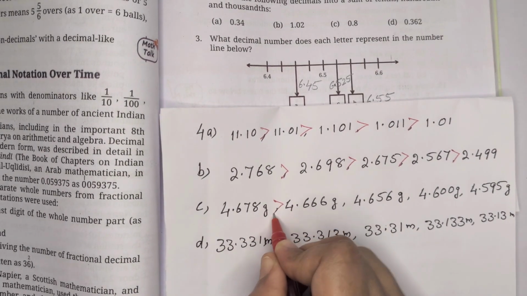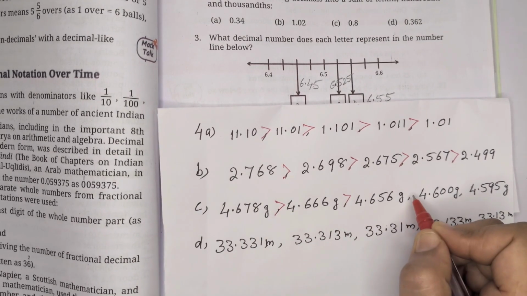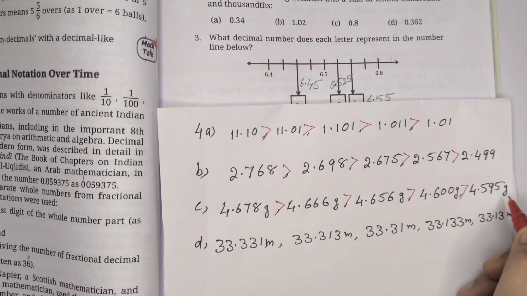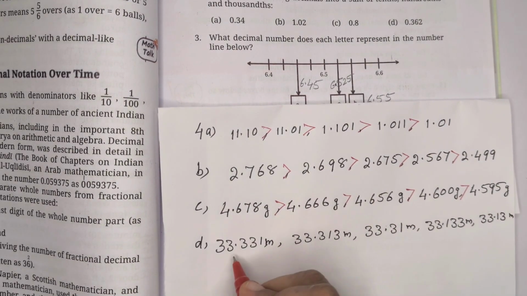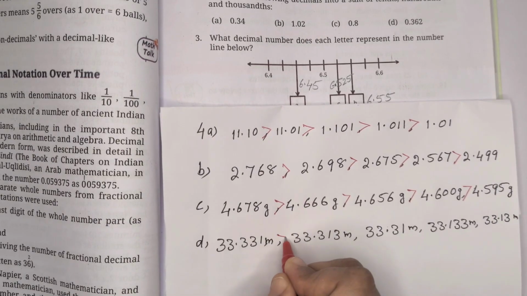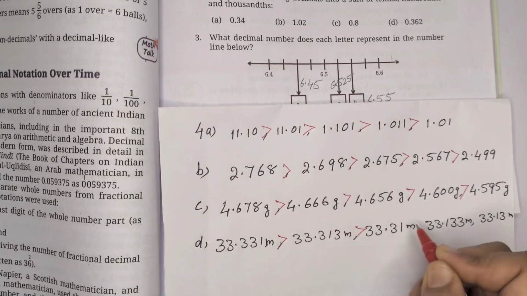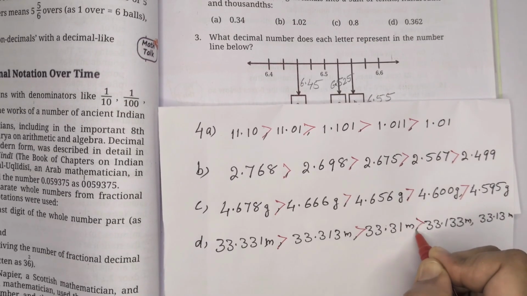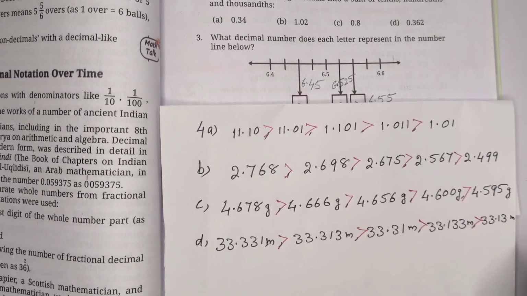Third one, 4.678 gram is the biggest, 4.666 gram, 4.656, 4.600, and then 4.595. Here 33.331 is the greatest one, 33.313, 33.31, which we can consider as 310. Then 33.133, last 33.13.